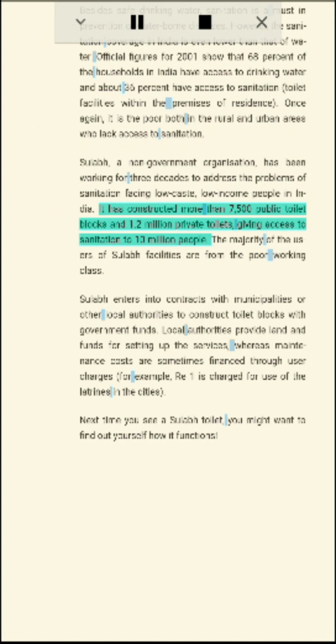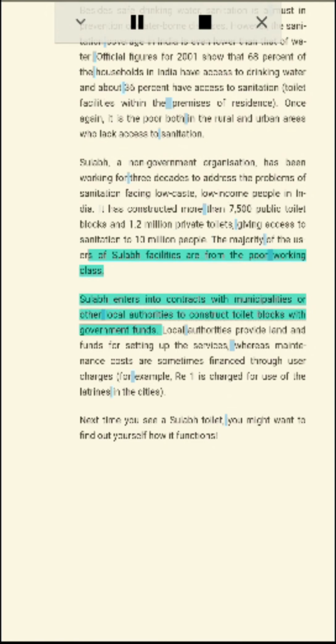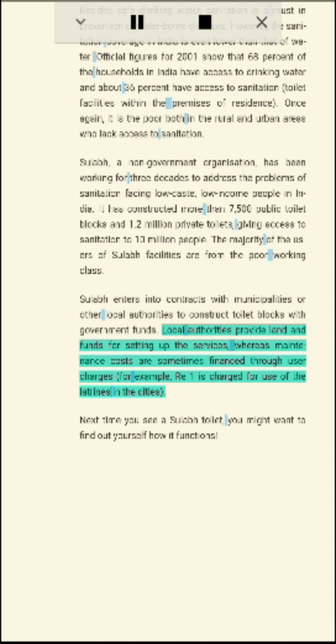SULAB, a non-government organization, has been working for 3 decades to address the problems of sanitation facing low-caste, low-income people in India. It has constructed more than 7,500 public toilet blocks and 1.2 million private toilets, giving access to sanitation to 10 million people. The majority of the users of SULAB facilities are from the poor working class.